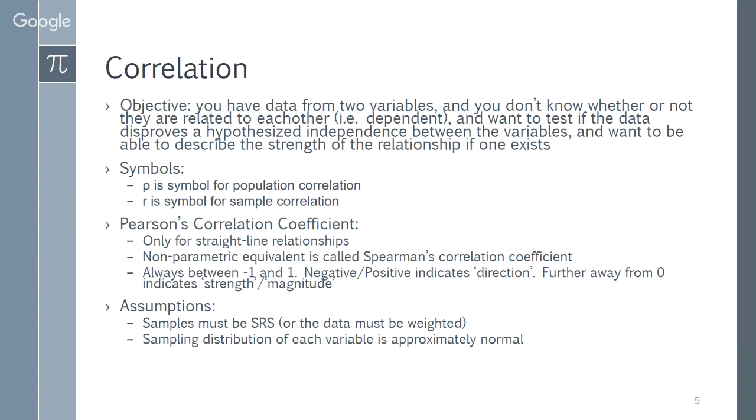We use the Latin letter R for sample correlation. Just like for the mean, we use the Greek letter mu for the population mean, but X bar for the sample mean, or the lowercase Greek sigma for population standard deviation, but S for sample standard deviation. We have a Greek letter for the population parameter and just a Latin letter for our sample estimates. So rho for populations, R for sample correlation.